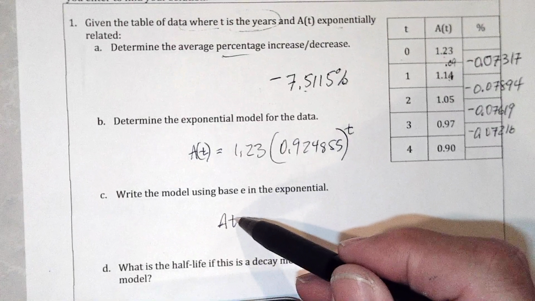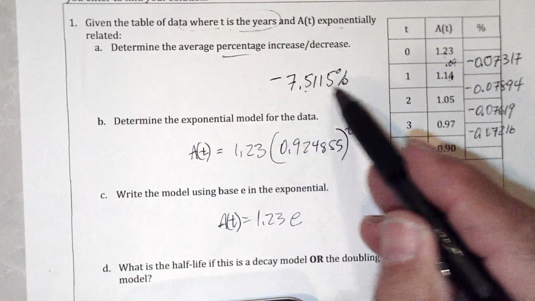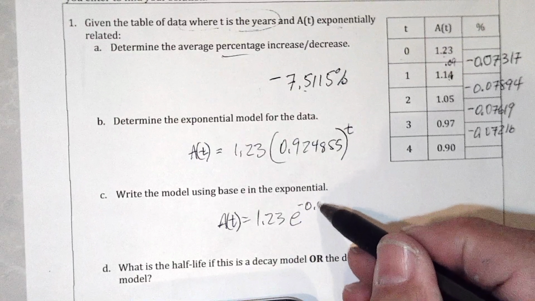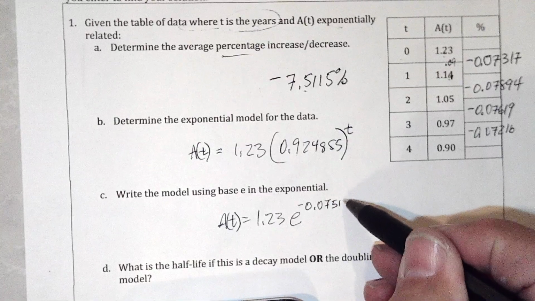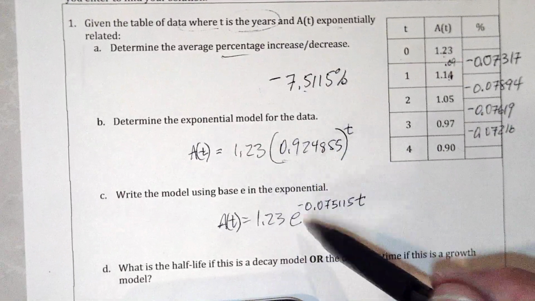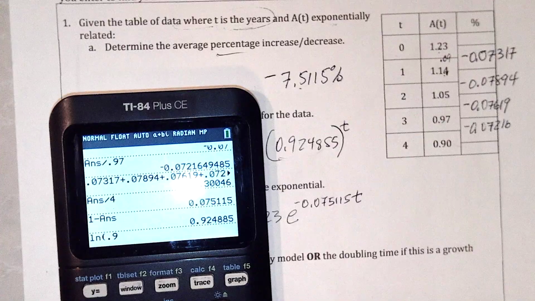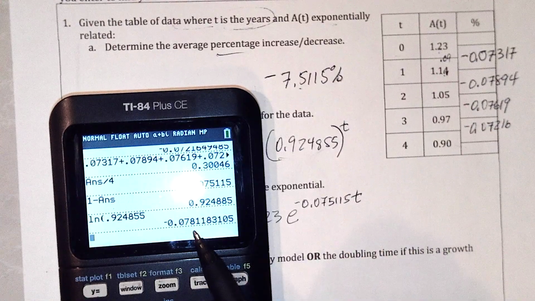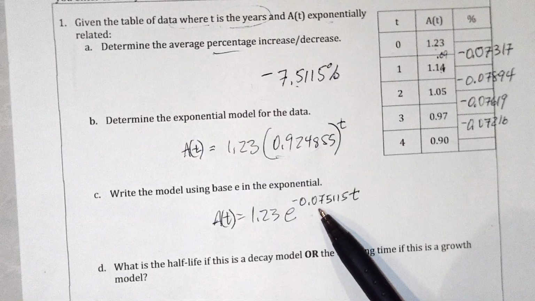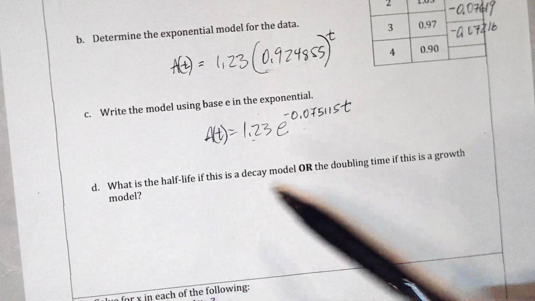Now I can write this in base e: the amount after some time is the starting amount, 1.23, e to the percentage in decimal, so negative 0.07515 t. Or I could take the ln of this and use that. That should be close to the same thing, 0.924855. And it's a little different, but this model is compounded continuously, and this would get us to the same end result as this does.